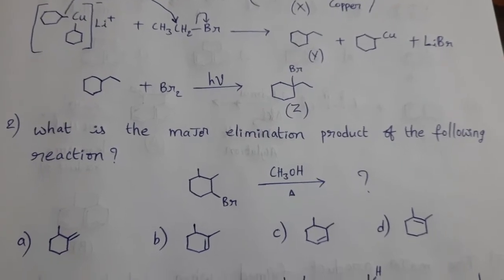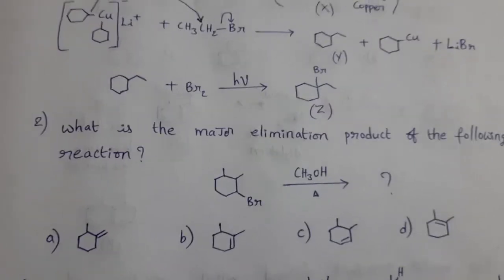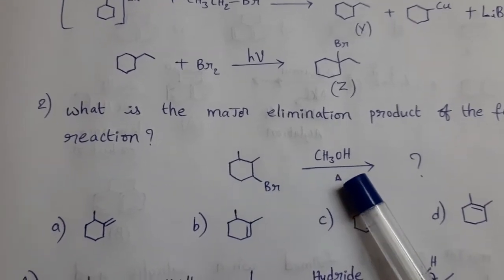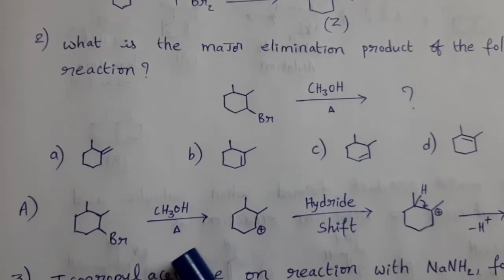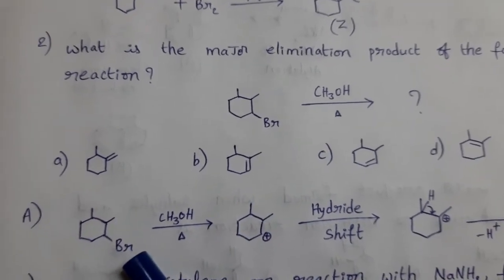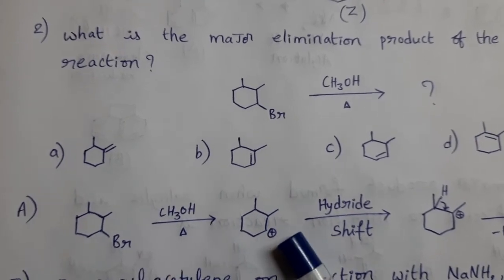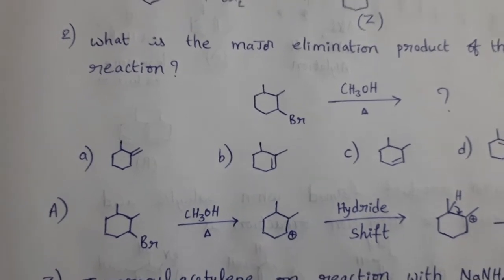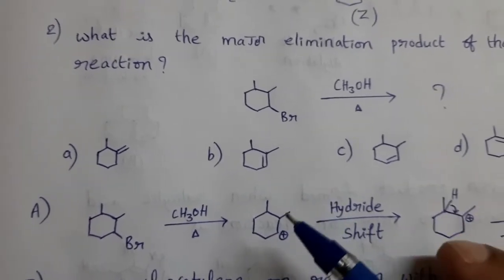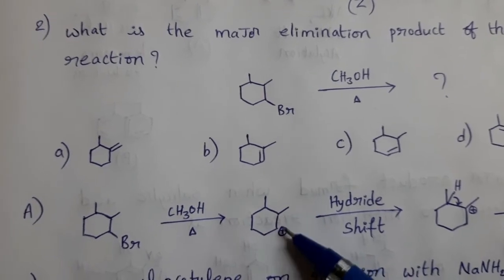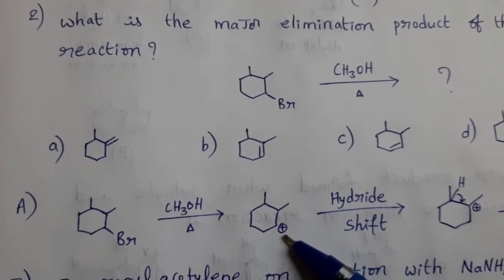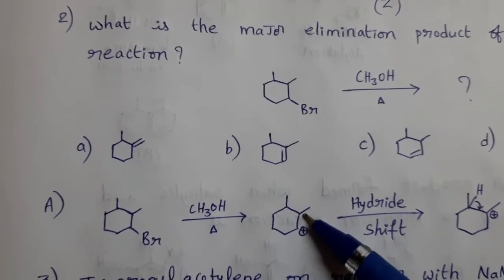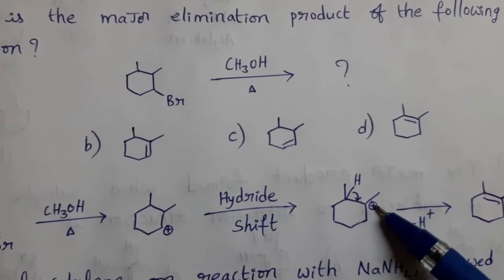What is the major elimination product of the following reaction? So this is the reactant. It is treated with methyl alcohol and heating. Then first this bromine is eliminated. Br minus is eliminated, we can get a positive charge on the carbon atom. So carbocation formation takes place. Now in this case, from this position to this position, hydride shift takes place. H minus is shifted from this carbon to this carbon. Then the positive charge is shifted to this position. That means we can get this one.